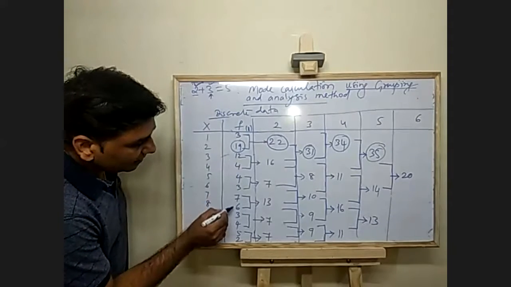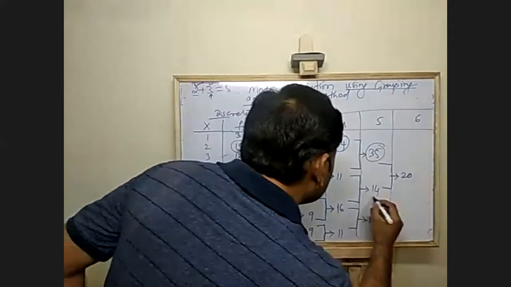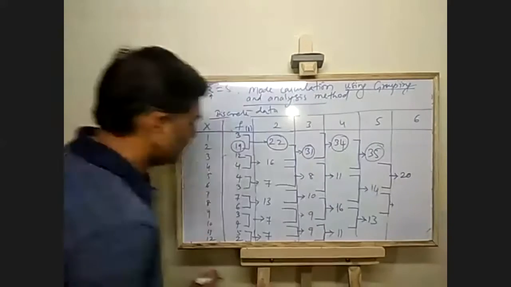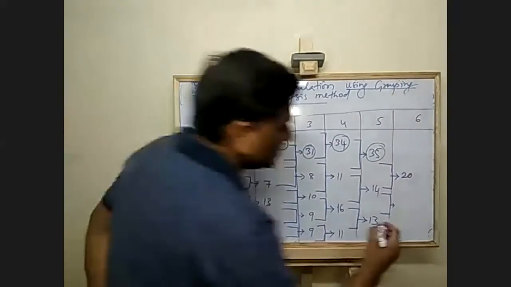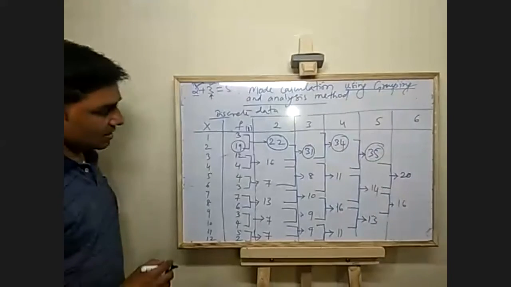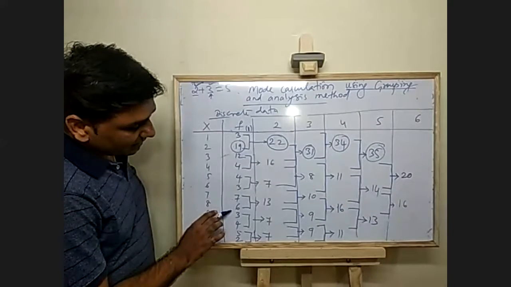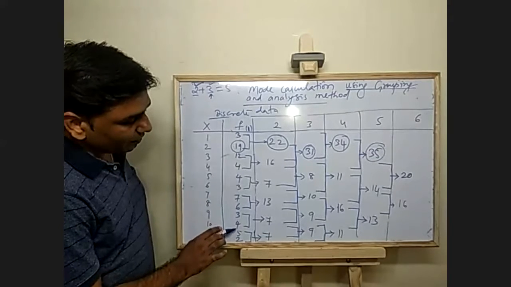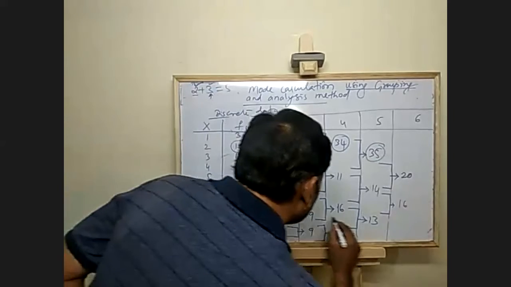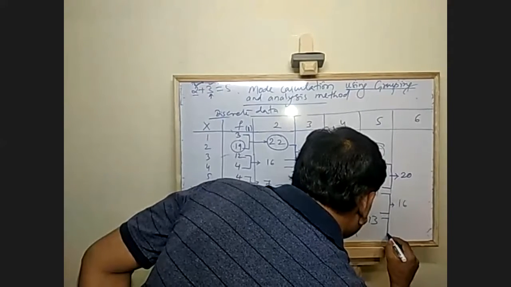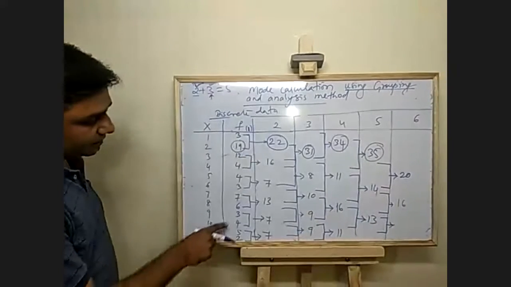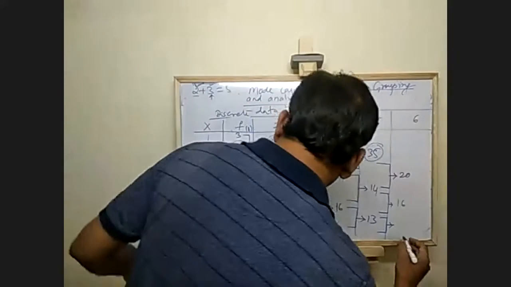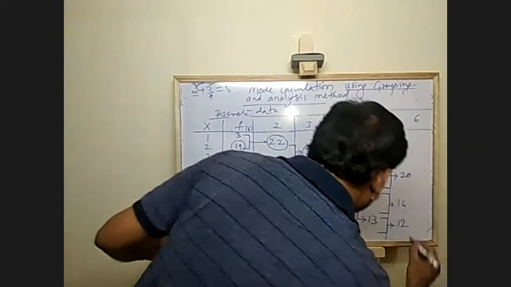Next, 3, 7, 6. Next is 3, 7, and 6. 3, 7, 10 plus 6 is 16. Next, 3, 7, 6 is done. Next three numbers, 3, 4, 5. 3 plus 4, 7. 7 plus 5, 12.